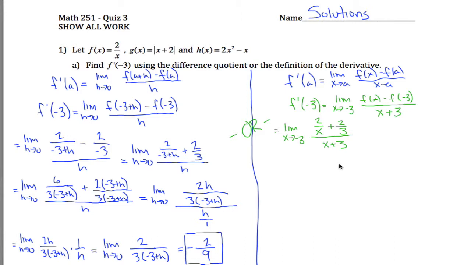Get here? Same issue that we had on the other problem. Try changing all the x's into negative 3's. You'll get 0 over 0. Okay, so if I get a common denominator on the top, 3x would be my common denominator, so let's multiply this by 3 over 3. That gives me 6 over 3x. If I multiply this by x over x, that gives me 2x over 3x. And if I add those two fractions together, I get here.